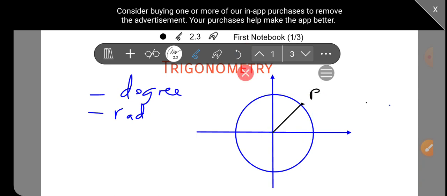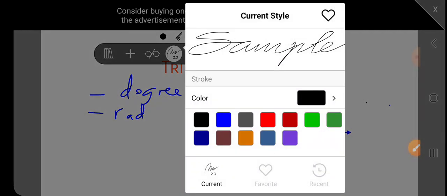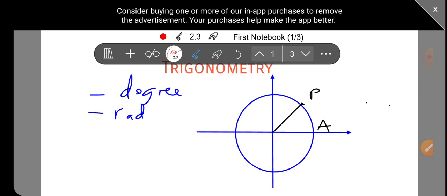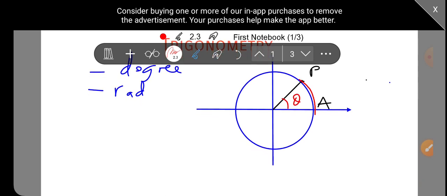We have our point P, and at the bottom here we have our point A. We do that so that we have what is called an arc. That is an arc, arc AP. Over here we're going to have a theta. We form something like an angle, but let's not get ahead of ourselves.